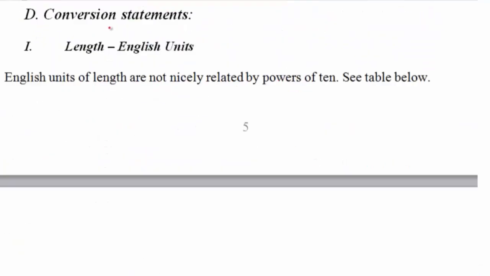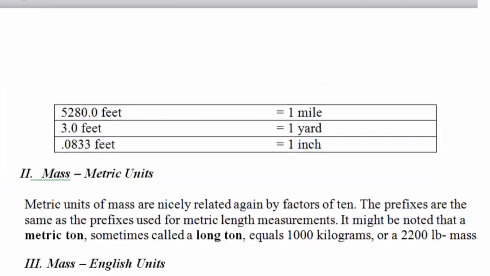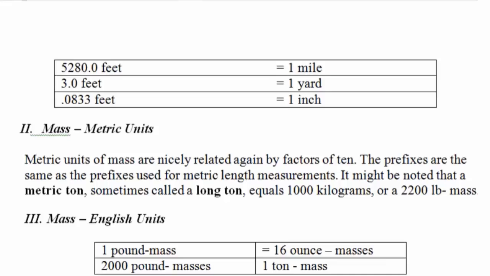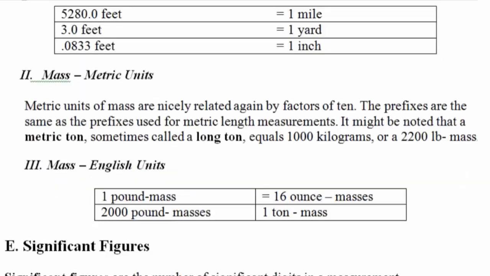Conversion statement is relation between two units. Those units could be within the same system, English or metric, or they could be a relation between an English unit and metric unit. Here are some examples of conversion statements within the English system. The relation between mile and foot, the relation between yard and foot, and the relation between foot and inches. This was with regard to the length.